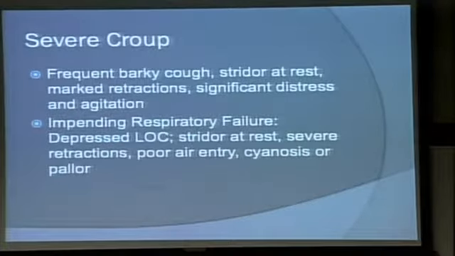Severe croup: stridor at rest, they're just sitting there without being agitated, and they don't want to be agitated. Barky cough, marked retraction, very distressed. And it can go on worse to impending respiratory failure, depressed LOC, stridor at rest, severe retraction, poor air entry, cyanosis, pallor. So it can get bad.